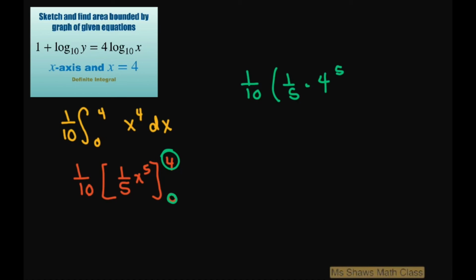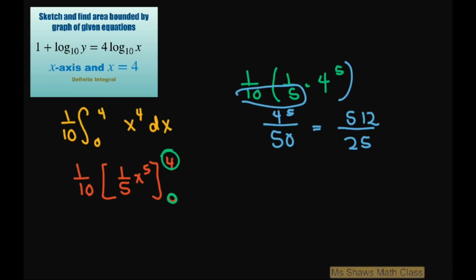This part here is going to be 50, and then we have 4 to the power of 5. If you simplify it, it's going to equal 25 in the denominator, and in the numerator we're going to have 512. So 512/25 will be your area.